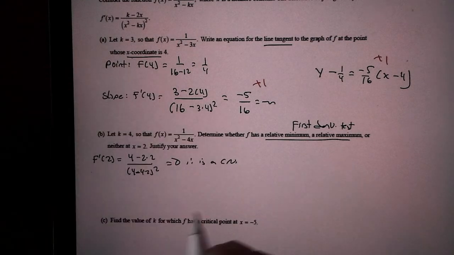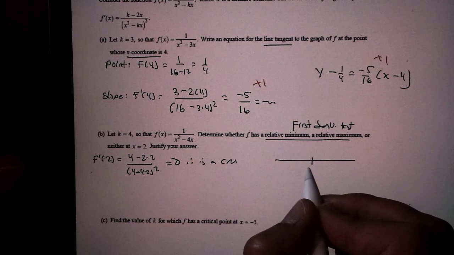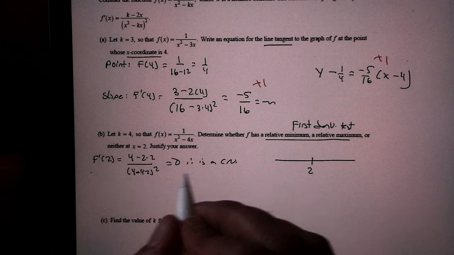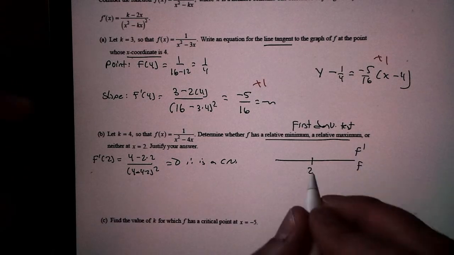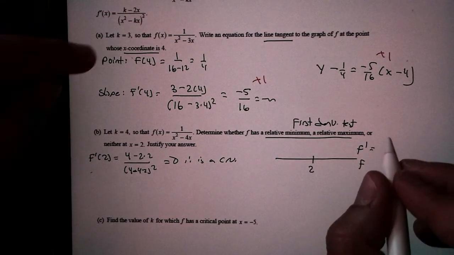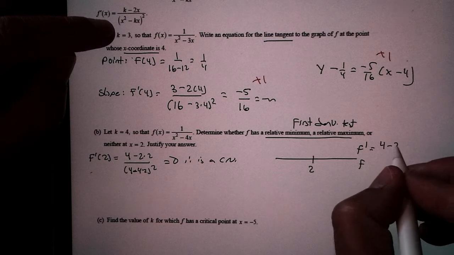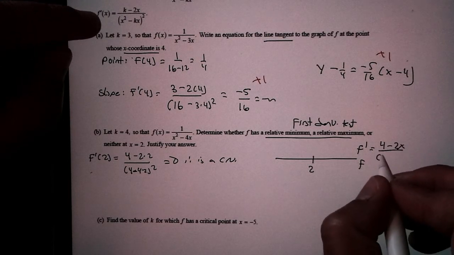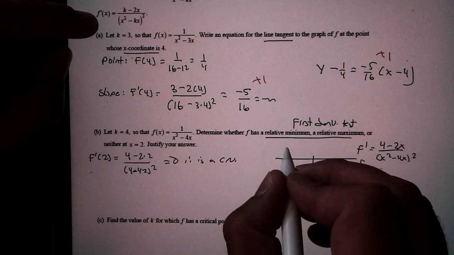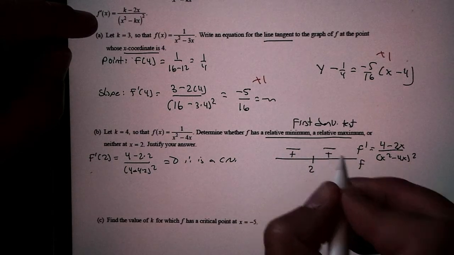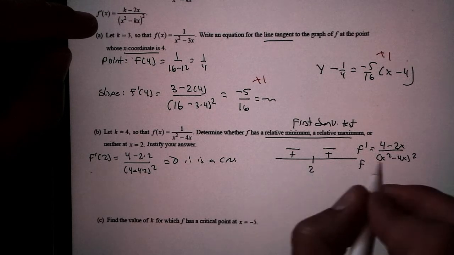So to determine if this is a relative maximum, I am going to use my sign chart. My critical number is 2, and I'm going to check f prime and f. Remember, f prime is our rule. This is going to be 4 minus 2x over x squared minus 4x squared. Now the bottom is always going to be positive because we're squaring it. I just need to plug in a number before 2 and after 2 in the top.